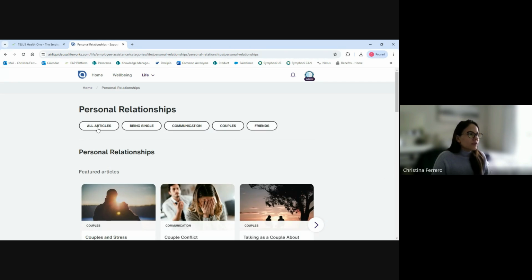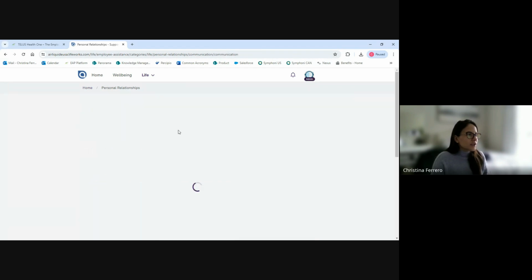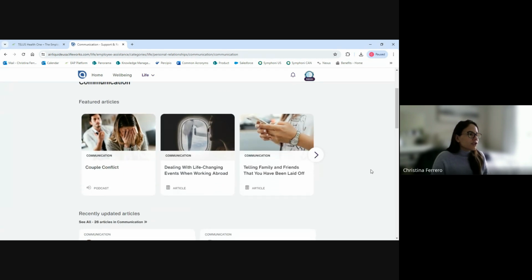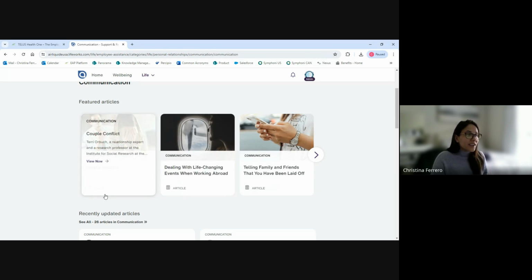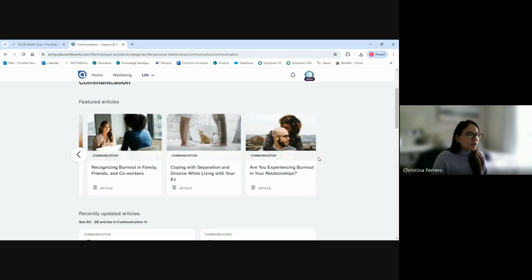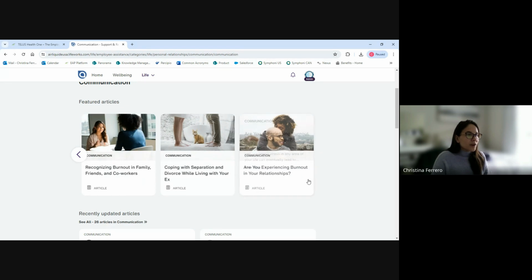It gives you, again, different topics that you can click into. Let's say communication is one that you're really wanting to work on at the moment. It gives you examples of different featured articles that you can click into. There's even a podcast you can listen to. You can just scroll through if you'd like. Maybe you're like, I'm not really wanting to talk about burnout, it's more so burnout in my relationship. So you can go ahead and click on this.